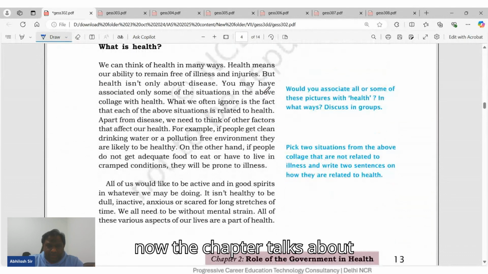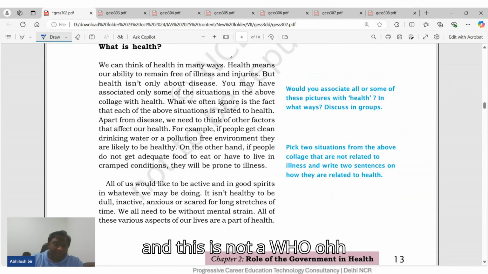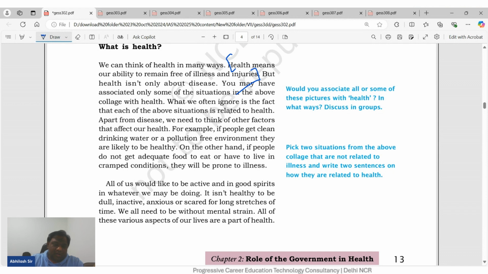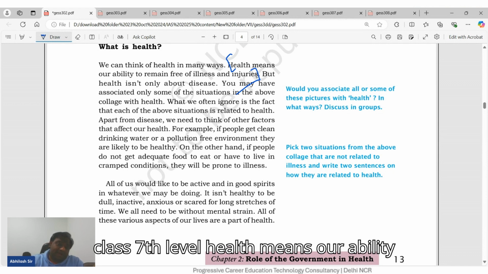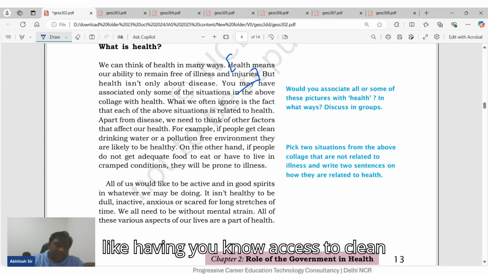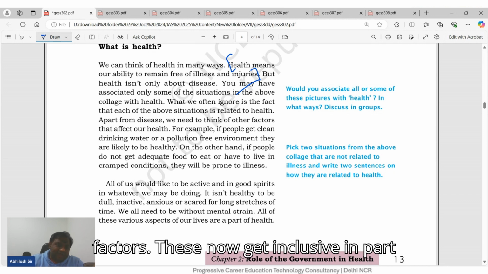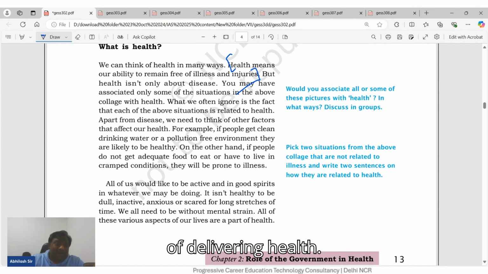Now, the chapter talks about what is health, and this is not a WHO definition, but for class 7th level, health means our ability to remain free of illness and injuries. But it is not only about diseases. So now we can't ignore the fact of having access to clean drinking water, pollution free environment. We can't ignore these factors. These now get inclusive in part of delivering health.